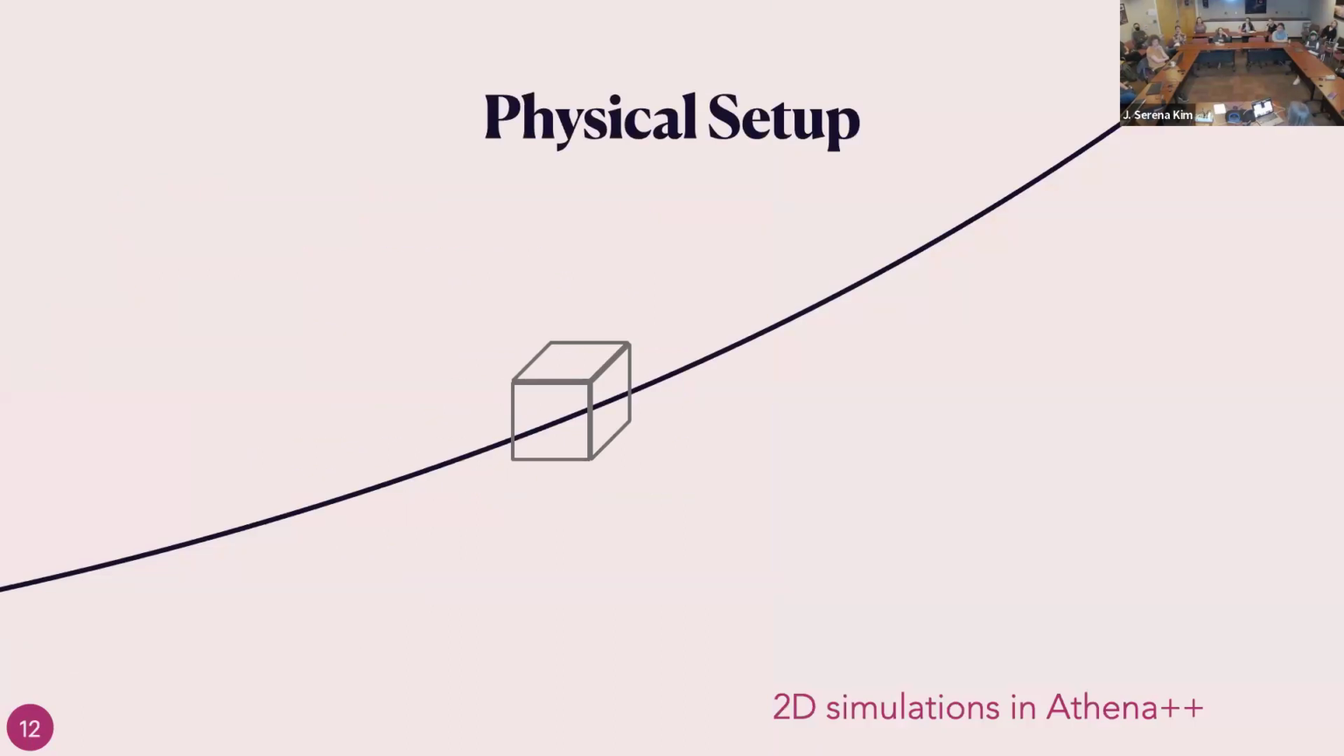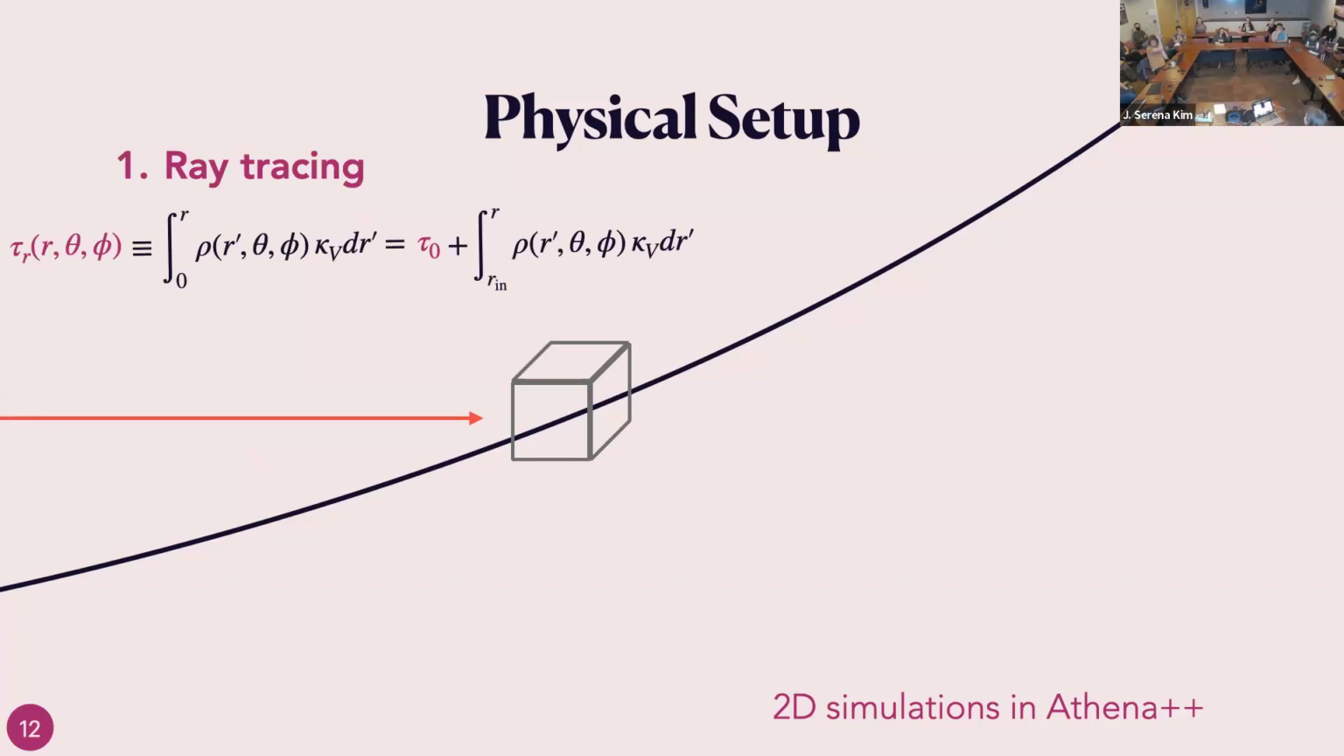To do this, we use a modified version of Athena++ in two dimensions, R and theta, and designed this routine to incorporate stellar radiation. The setup can be broken into two steps. First, we trace the rays coming from the star. I've drawn the slide in spherical coordinates, so starlight comes in along horizontal lines. We integrate along every ray and compute the optical depth.